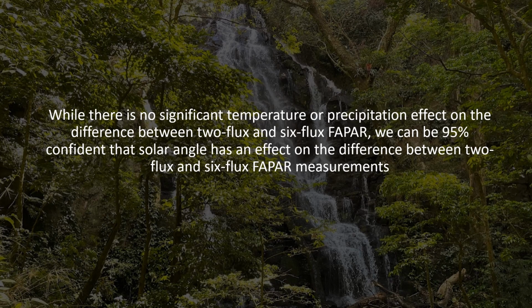This low p-value leads me to my second conclusion that while there is no significant temperature or precipitation effect on the difference between 2-flux and 6-flux FA-PAR, we can be 95% confident that solar angle has an effect on the difference between 2-flux and 6-flux measurements. This means that there may be parts of the year where 2-flux FA-PAR is not an accurate alternative.